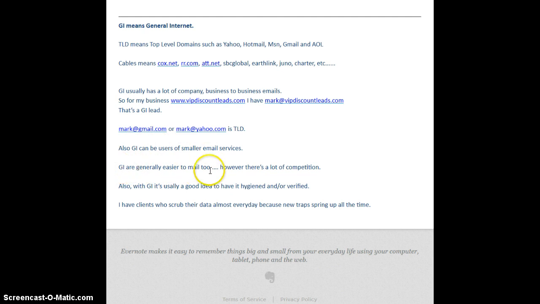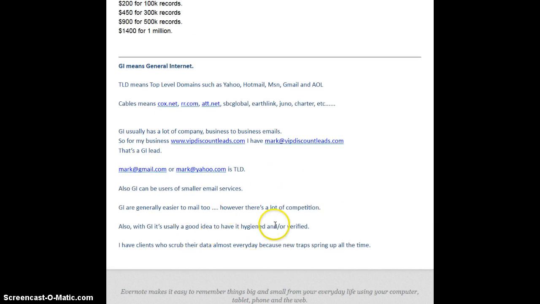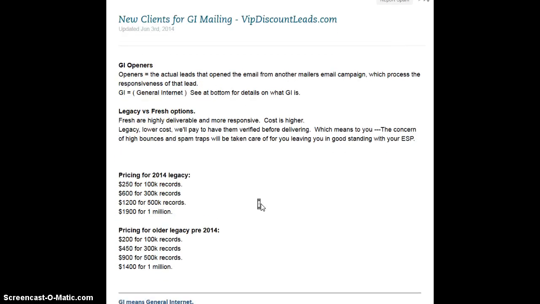GI is generally easier to mail to. However, there's a lot of competition with GI. So usually it's a good idea to have your data hygiened, cleaned up, scrubbed. Those are other terms for it. And or you would at least have it verified, meaning that it's deliverable, no hard bounces. And just as a note, I have clients who scrub their data almost every day because they tell me that traps can spring up. New traps can spring up each day.